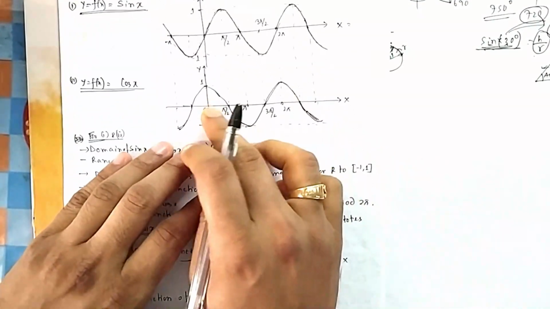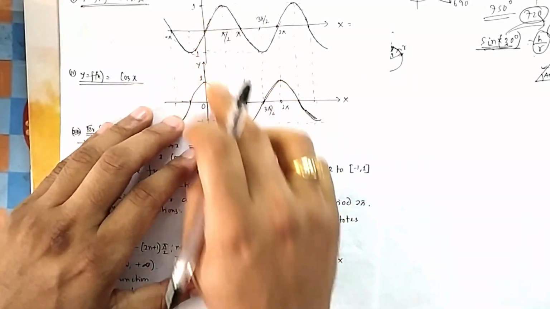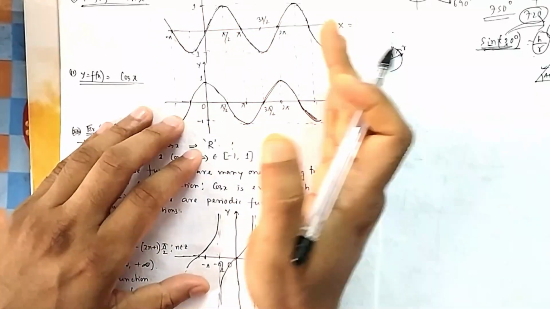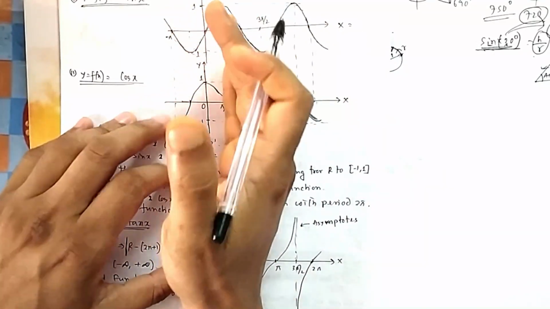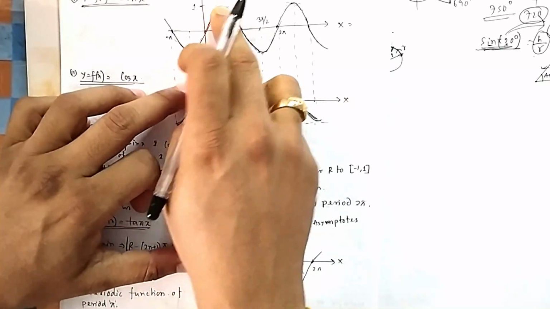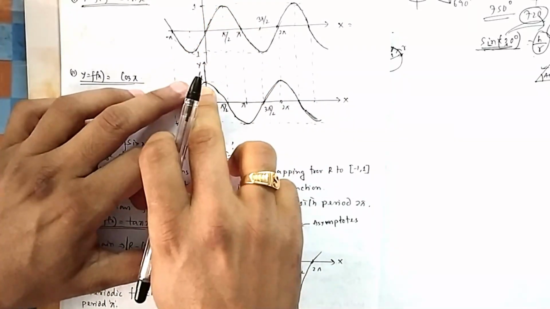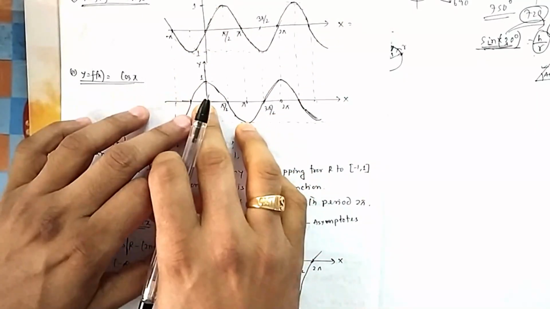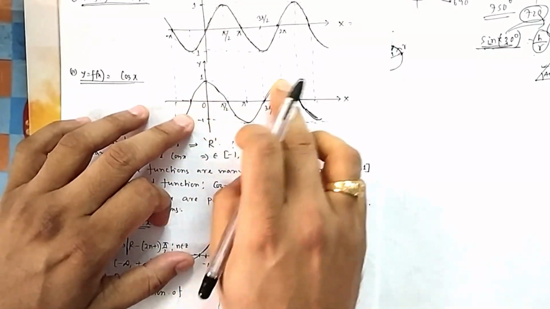In the case of cos x, you see cos x is similar to sin x, but it is just a 90 degree shift. You can see it is a pi by 2 shift. It started slightly before, so it reached its peak earlier, while sin x reached its peak late. At 0, cos 0 is 1, and at 90 it is 0. So it goes this way.